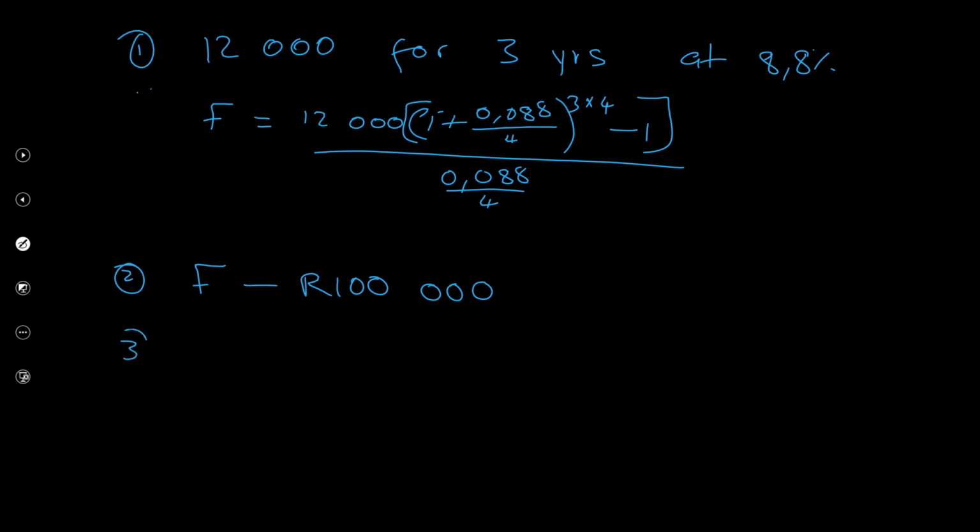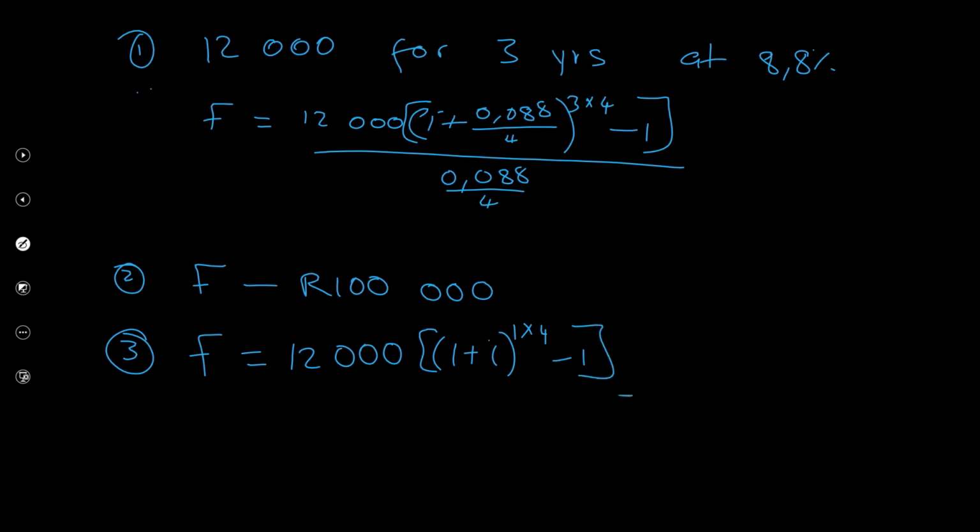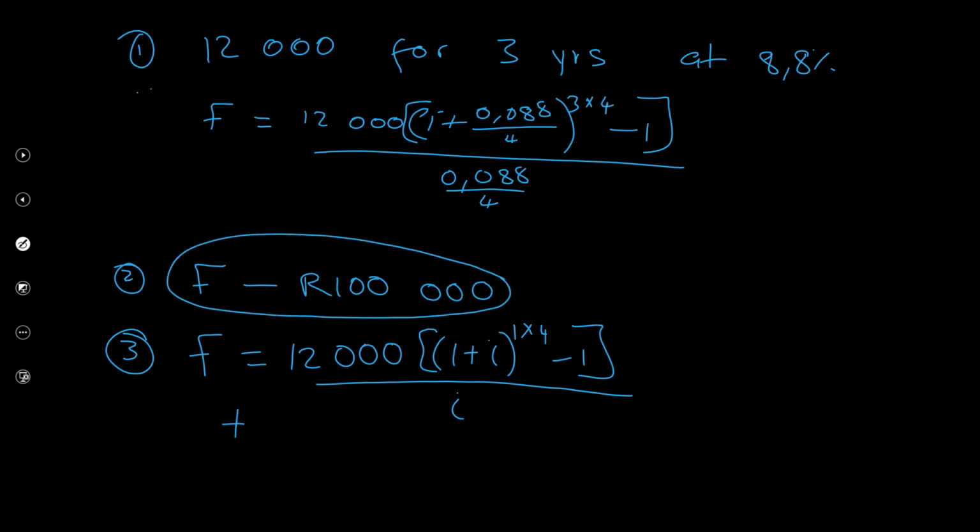And then lastly, it's still future value, because it's still on a month-to-month basis. And this will be 12,000. And for this 12,000, you will need to understand how much this is gaining for 1 year: I to the exponent of 1 multiplied by 4, minus 1, divided by I, and then add this to the balance that you got here if you compound it per month, for a year.